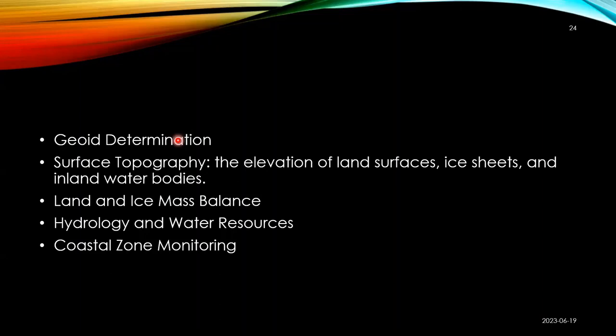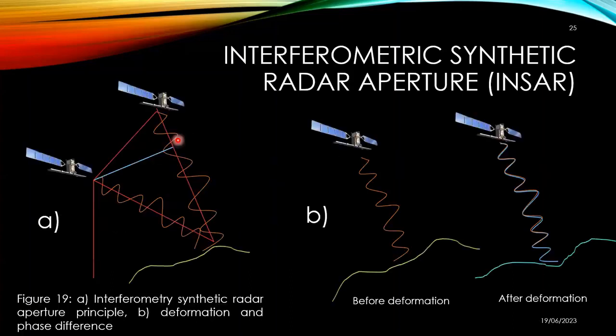Then we can also use it for hydrology, water resources, and coastal zone monitoring, because these coastal zones are changing all the time, especially these days with ice melting, the water going up, and sea level rise. The shape of the coast is not constant. Also, there are other factors, like erosion, that can be monitored by satellite altimetry.